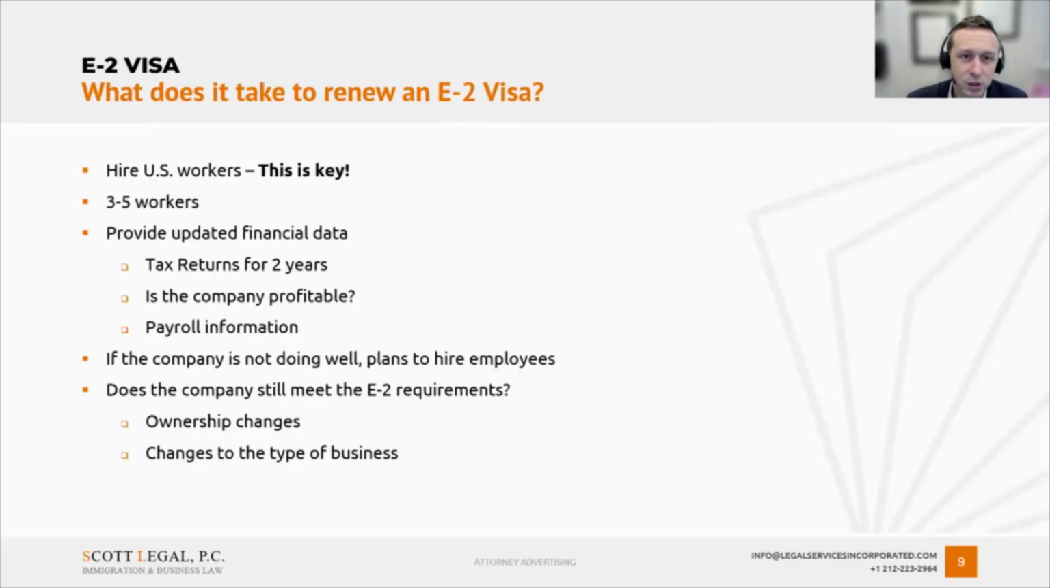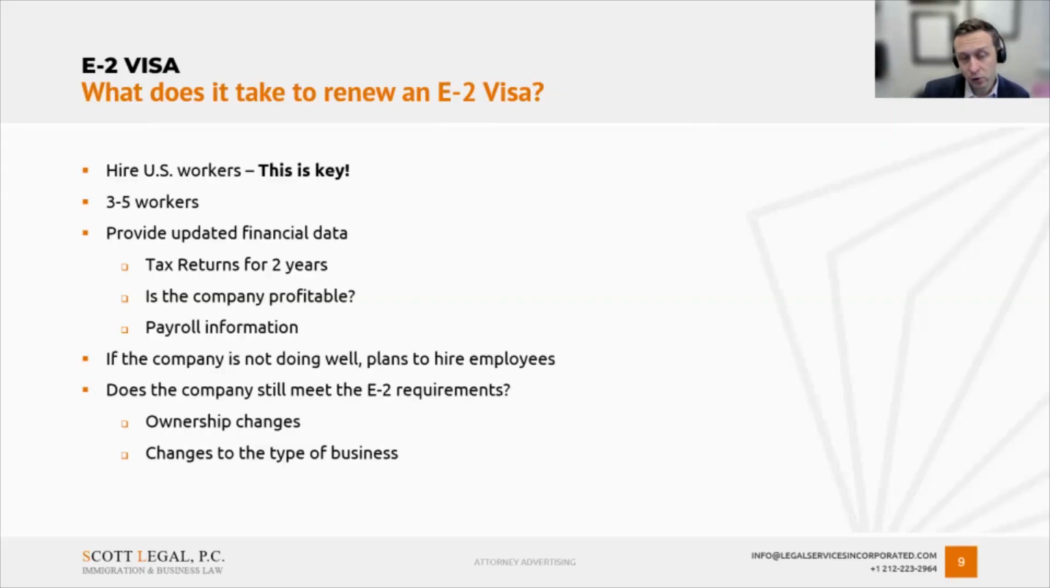And what does it take to renew an E2 visa? So first on the list, I know I'm repeating this, hire US workers. That's really key. You want to have at least 3 to 5 US employees within a 5-year period, within 5 years of starting operations. When you apply to renew, you will include tax returns showing how the business has been doing. Hopefully, you'll show that the business is profitable and making enough to pay you as the investor and your family. Include payroll information showing that you're employing workers.